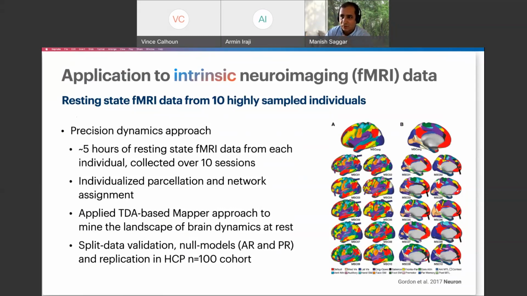We also use null models just to see whether the properties that we observe, topological or topographical properties of these landscapes, are simply driven by linear properties, which is fine if they are, such as autocorrelation or covariance structure, or is there some nonlinear aspect of the data that can be captured using a TDA-based approach? So we use these null models as a comparison to see if the properties we see are different from multivariate AR or phase randomized null models. And then we also replicated this in the Human Connectome Project, in the 100 unrelated cohort.